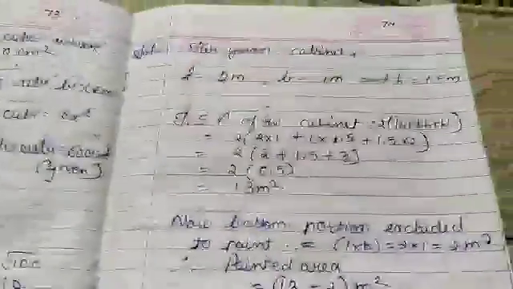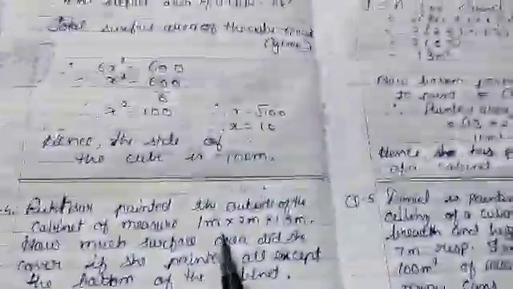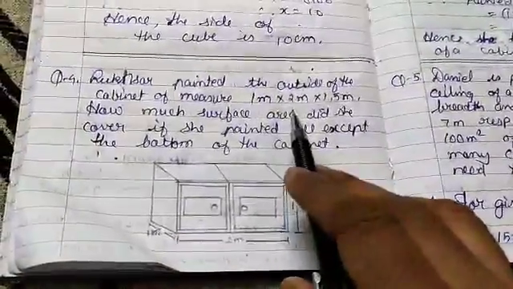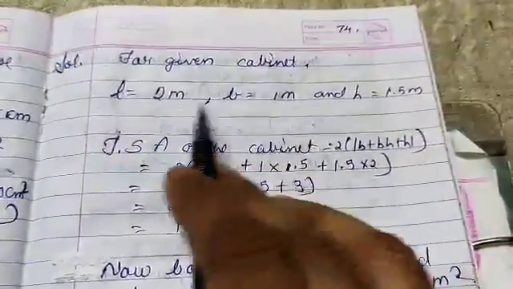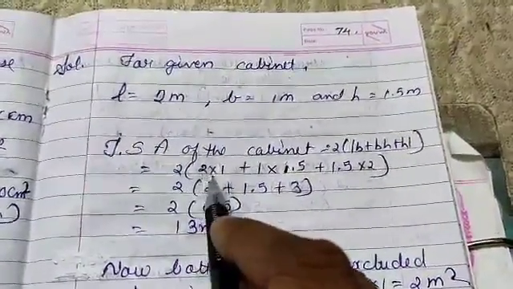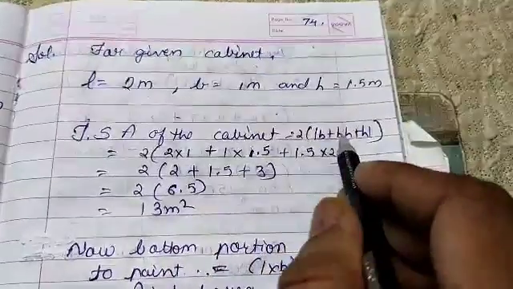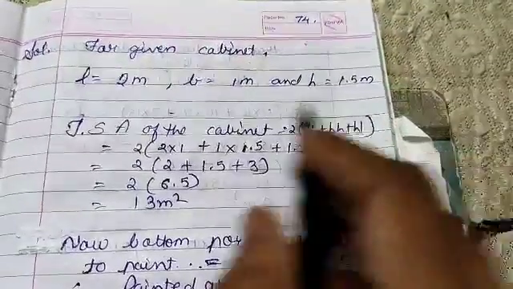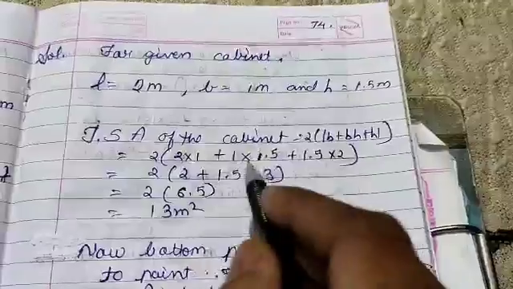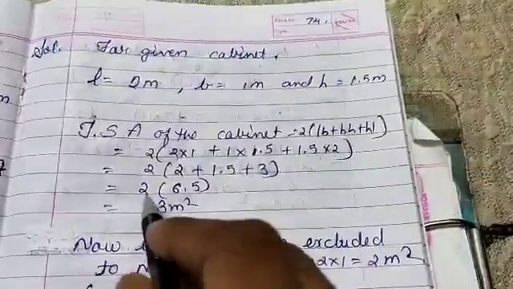So let us find the total surface area of the cuboidal cabinet, whose length is given as 2 meter. This is the length, the longest side, then breadth and height. So the total surface area is 2(LB + BH + HL). L is 2, breadth is 1, so 2 into 1; breadth is 1 and height is 1.5, so 1 into 1.5; and H is 1.5 and L is 2, so 1.5 into 2. So 2 ones are 2, 1 into 1.5 is 1.5, and 1.5 into 2 is 3. When you add, you get 6.5, and 6.5 into 2 gives 13.